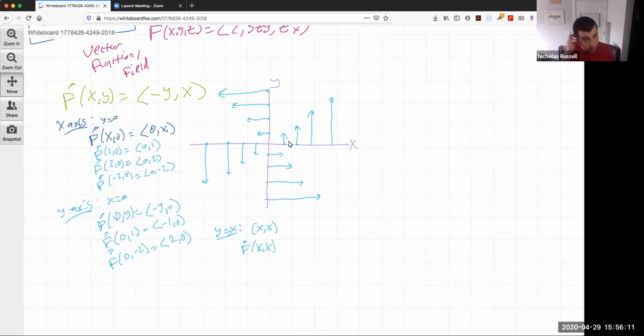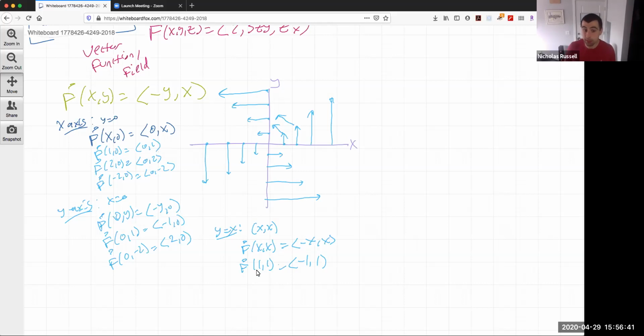So if I plug this in, I'm actually going to get (-x, x). So my plot there, if I give you an x coordinate, it's going to be (-x, x). So if I plug in, for instance, f(1, 1), which is this point around right here, I'm going to get (-1, 1). I'm going to move in the negative x direction and the positive y direction. So I'm kind of going up at a 45-degree angle this way.